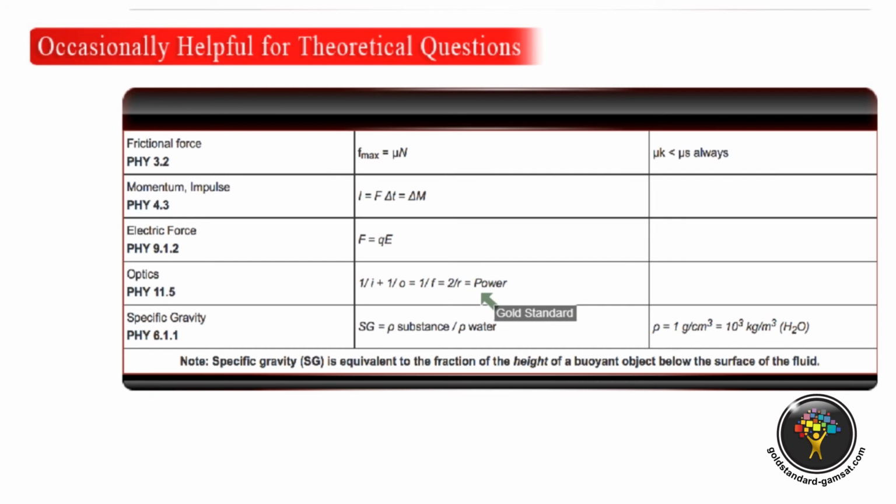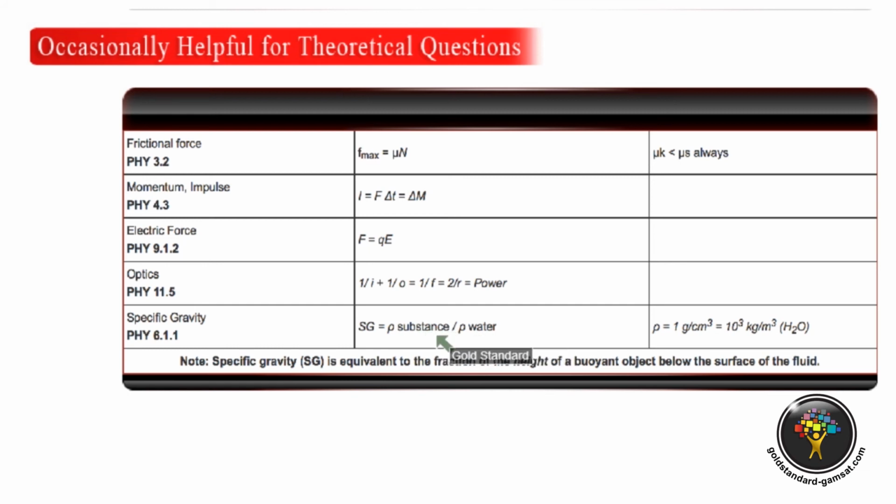Okay, so that's the power line. Specific gravity is a very important concept for the GAMSAT. I would say it comes up quite regularly. It's an easy and very straightforward concept.